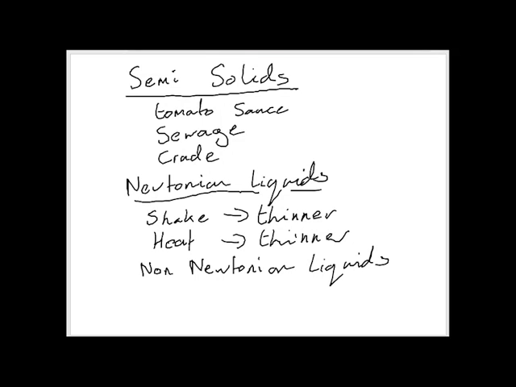Now, non-Newtonian liquids are naughty liquids. They don't do what they're supposed to do. Non-Newtonian liquids, when you shake them, they go thicker. When you heat them, they go thicker. And this is where our friend corn flour comes in.